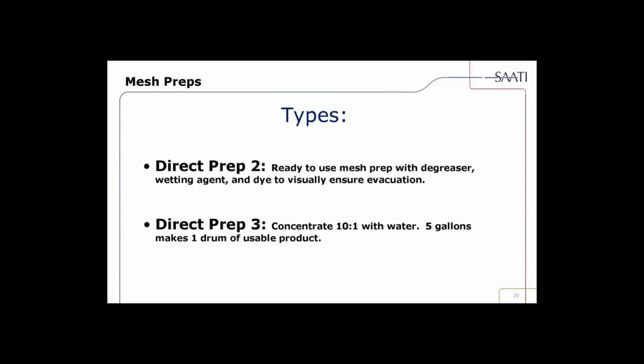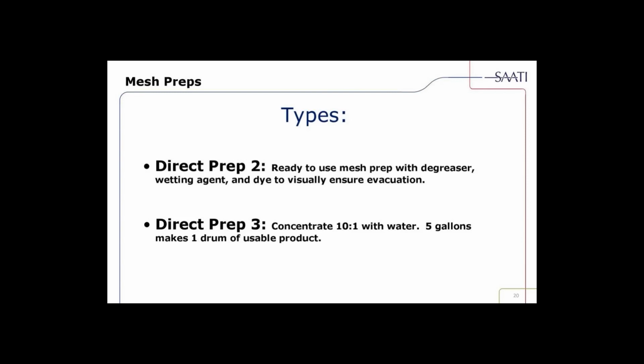Here's a couple different types of mesh preps that Saati recommends. The Direct Prep 2 is a ready-to-use product. It's got degreaser, a wetting agent, and we also dye it on purpose so you can visually ensure the evacuation of the product. What we mean by that is when you low-pressure rinse the screen after using Direct Prep, we want you to visually see the product evacuating the mesh, and it will look like a sheet of glass.